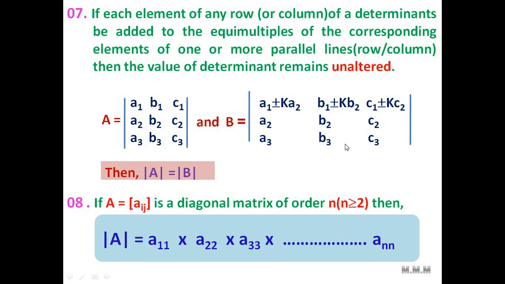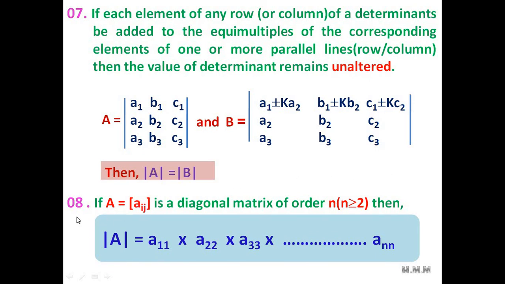This process that you are observing can be done in any row or column. Here it may be applied in R2, it may be applied in R3, it may be applied in C1, it may be applied in C2, it may be applied in C3. And it's very important because in solving all the questions of determinants, this property will be used. So understand carefully.